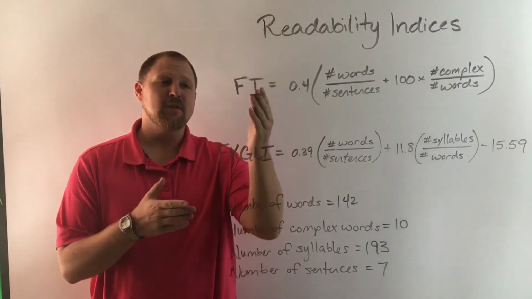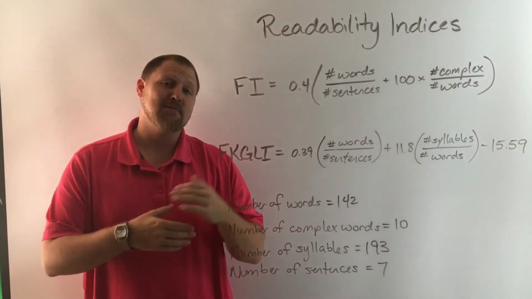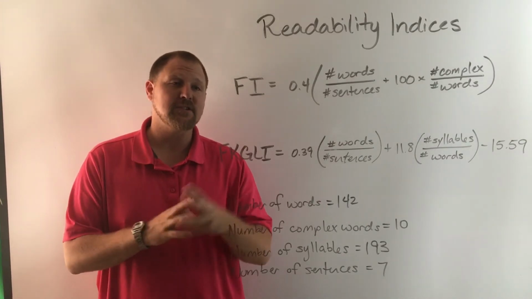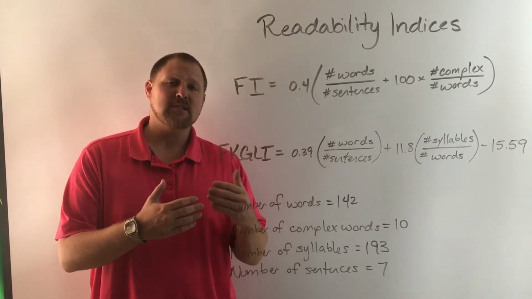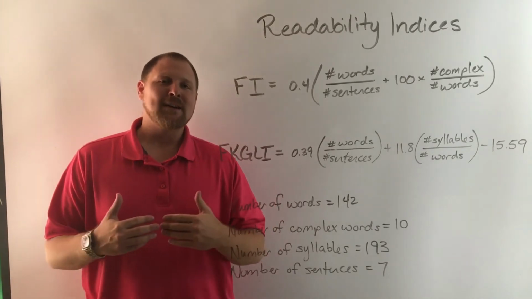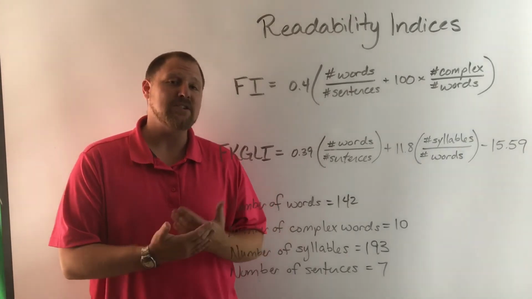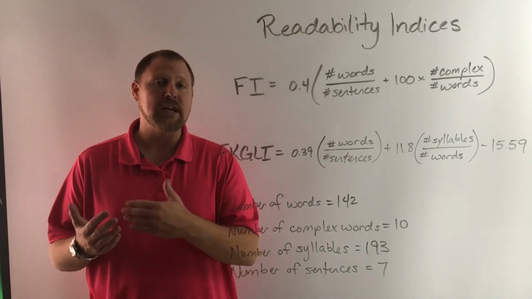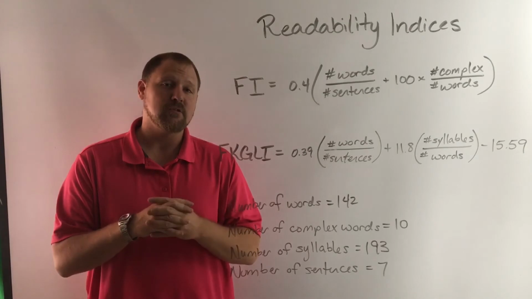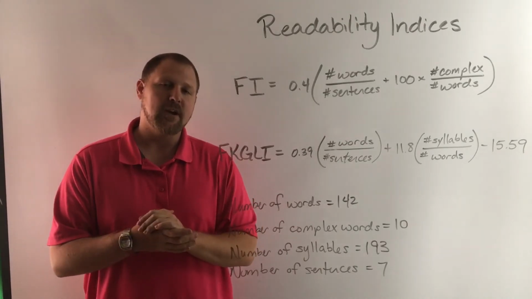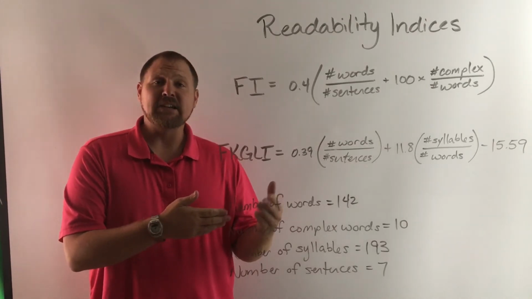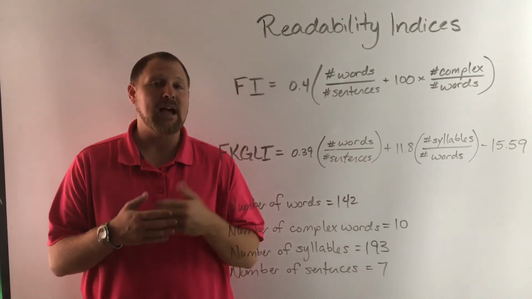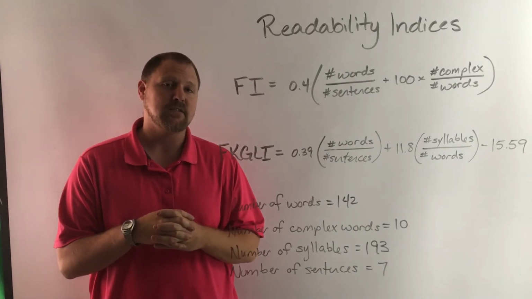These two indices, the Fogg index and the Flesch-Kincaid grade level index, measure different things. However, both of them are associated with your level of education. The Fogg index gives you a number that represents the number of years of education required in order to adequately and appropriately read and understand whatever text you're looking at. The Flesch-Kincaid grade level index indicates the grade you should be in or beyond in order to adequately and appropriately understand the text you're reading.